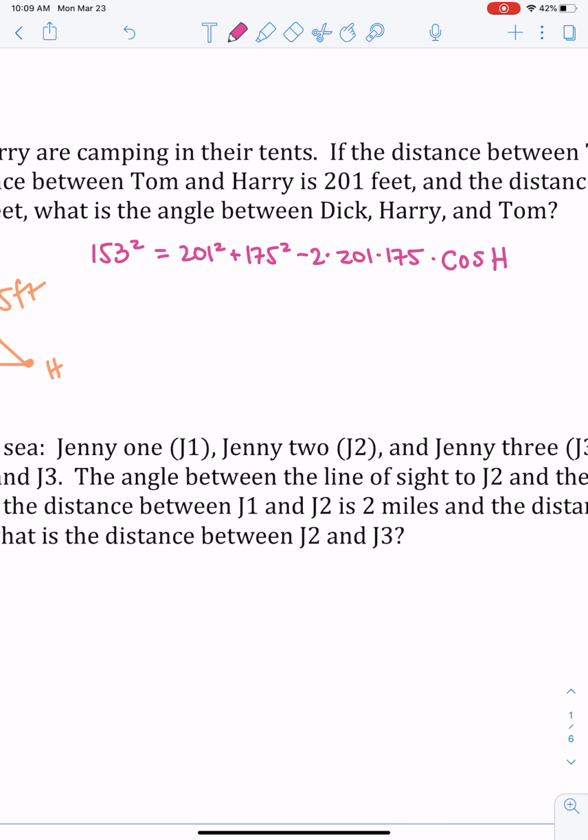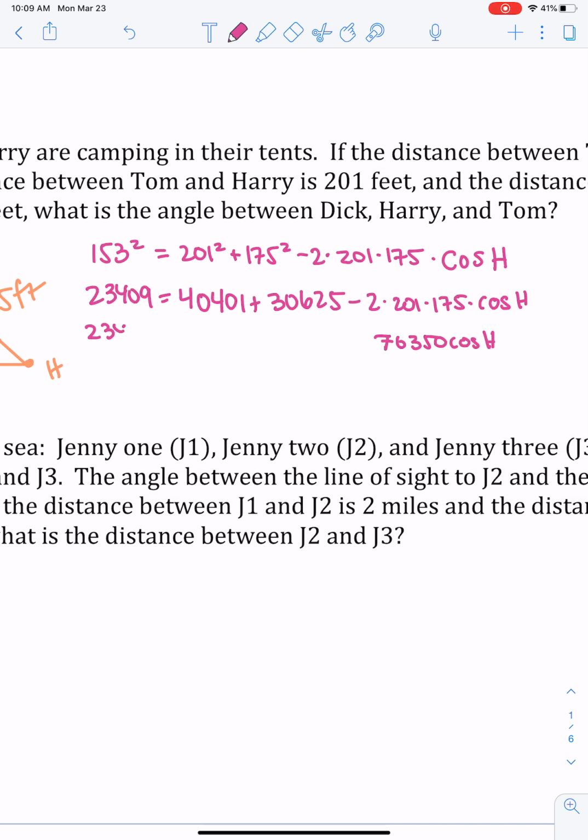Okay, now I'm going to go ahead and type each piece into my calculator. So 153 squared is 23,409. 201 squared is 40,401, and 175 squared is 30,625, and then minus 2 times 201 times 175 times cosine of Harry. PEMDAS, I did exponents first. There's no parentheses. So I'm going to do the multiplication next. 2 times 201 times 175. That gives me 70,350.